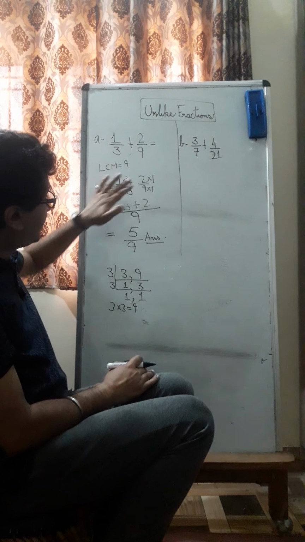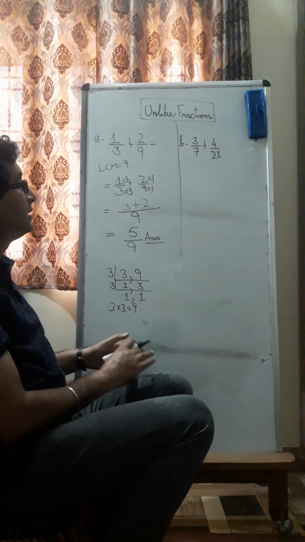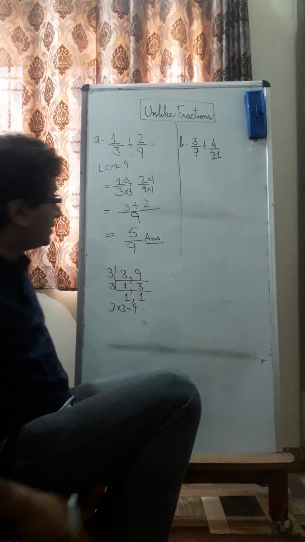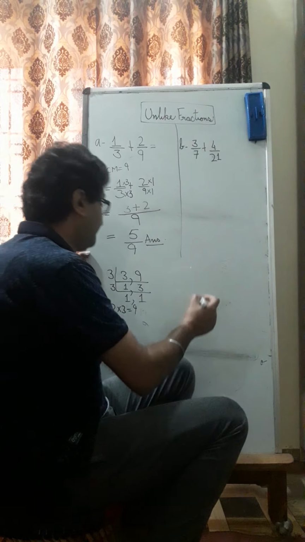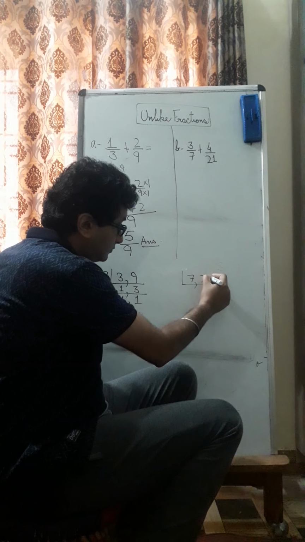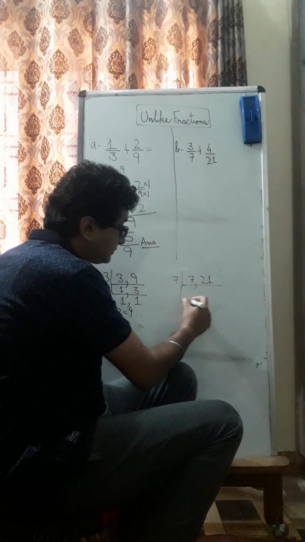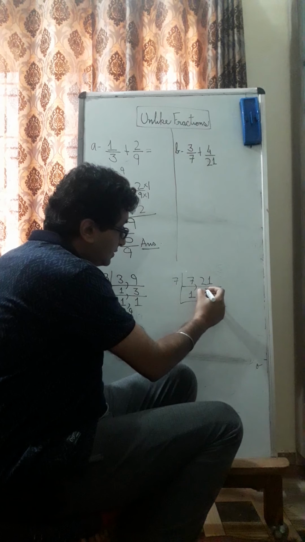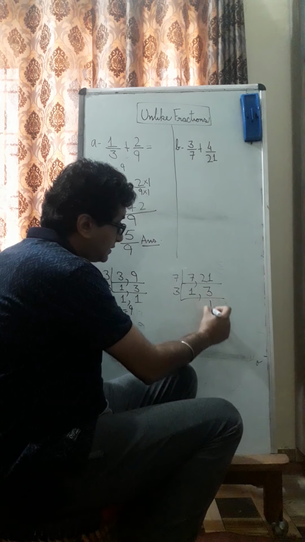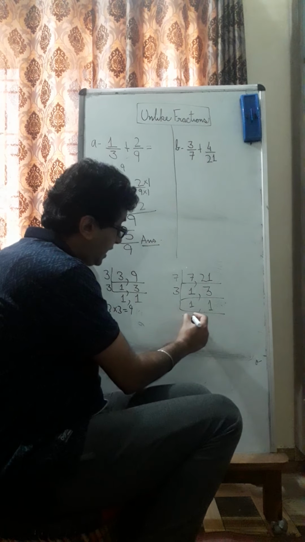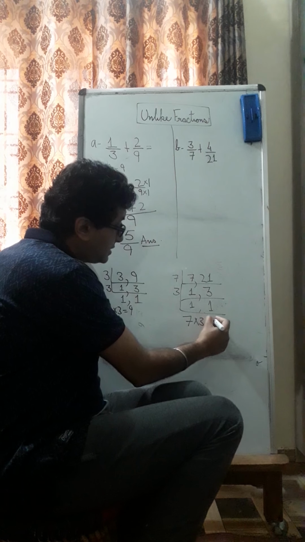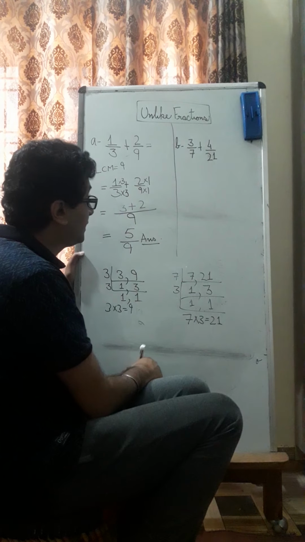Right? So this is how you do it. Yes? Let's take the other one. 3 over 7 plus 4 over 21. So again the same thing, finding the LCM of 7 and 21. Take 7. 7 1s are 7. 7 3s are 21. 3 1s are 3 and this one comes down. So LCM would be 7 into 3 is 21. Right? So LCM is equal to 21.